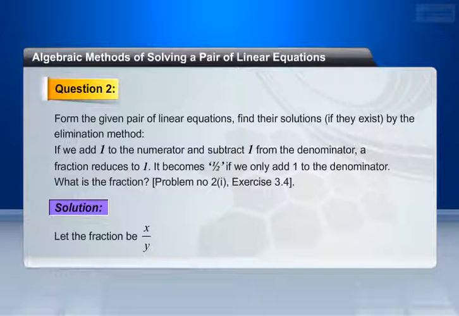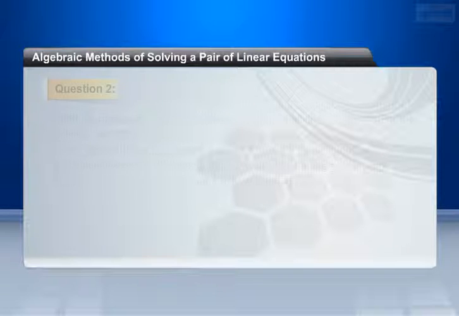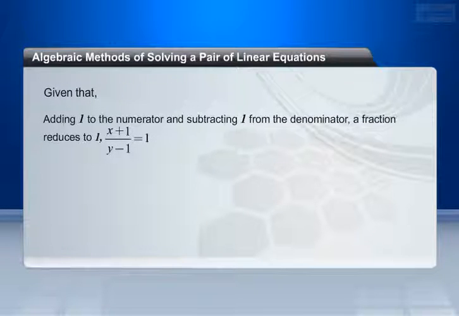Let the fraction be x by y. Given that, adding 1 to the numerator, and subtracting 1 from the denominator, a fraction reduces to 1. That is, x plus 1 divided by y minus 1 equals 1. This implies that x minus y equals minus 2, make it as equation 1.